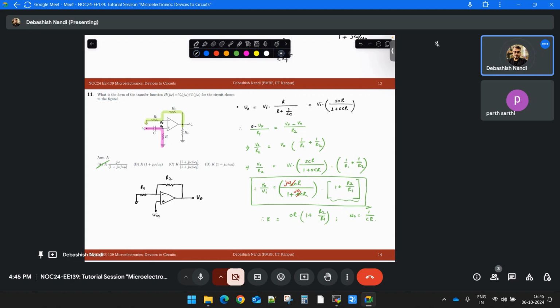Is it okay? Yes, sir. So what is the V naught by V in? 1 plus R2 by R1. This you know, right, for a non-inverting amplifier? Yes, sir.